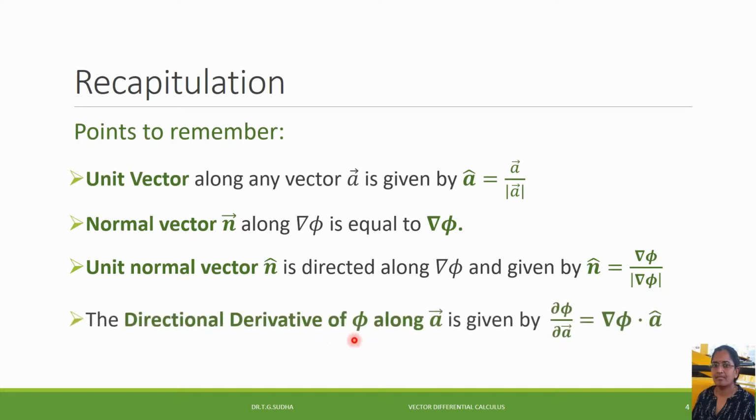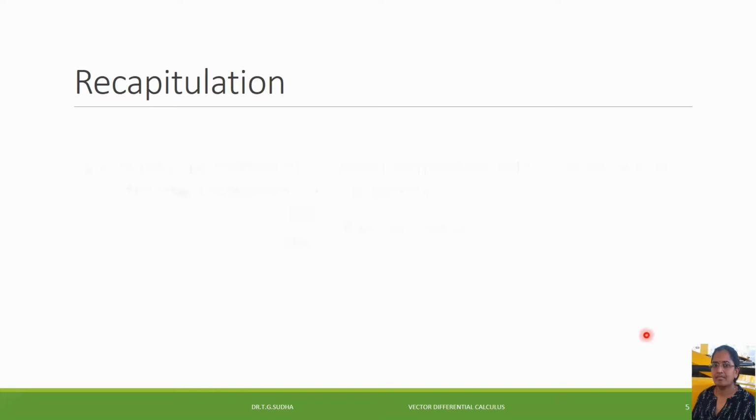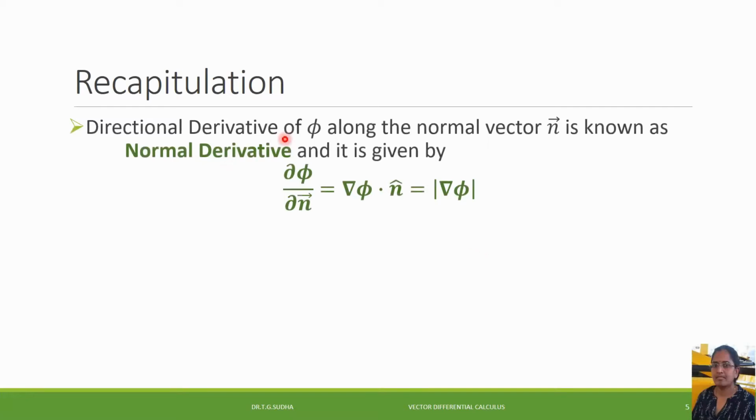The directional derivative of phi along any vector A is given by dou phi by dou A, and that is equal to del phi dot A cap. Directional derivative of phi along the normal vector n is known as normal derivative, and it is given by magnitude of del phi. Maximum directional derivative is also equal to magnitude of del phi.